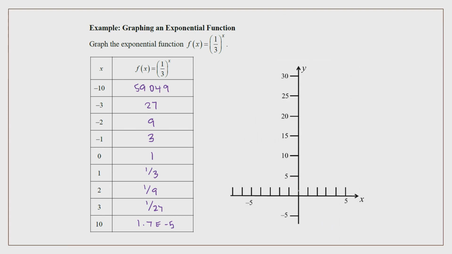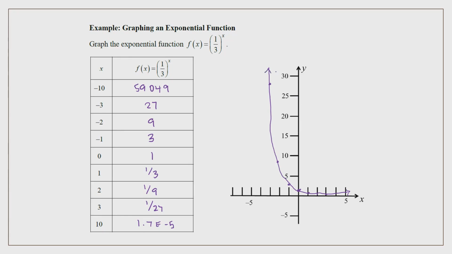So 0, 1, and then -1, 3, and -2, 9, and then -3, 27, and then 10. Oh, that's right off the board, so can't do that one. And then we have 1 and 1/3, which is 0.3333, and then 2, it just keeps getting smaller and smaller. All right, so let's connect our dots here. There we go.